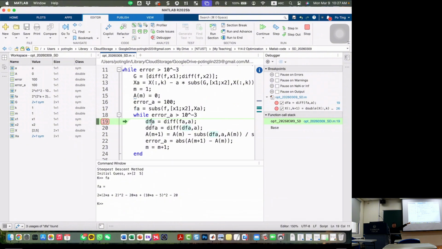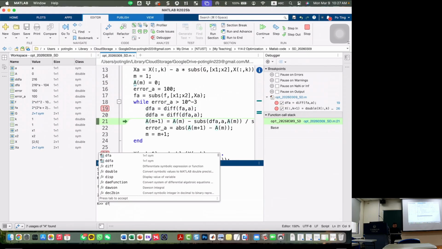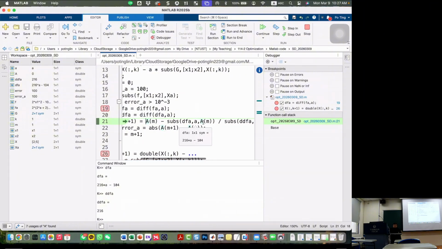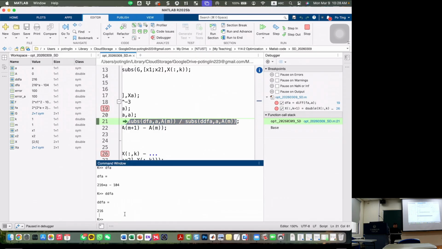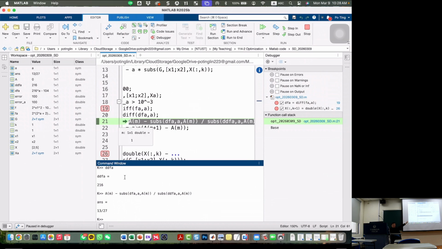So doing the derivative right here, step, just one step, two steps. So let's take a look at dfa. This is the first order derivative, dfa, and the second order derivative, okay? They are both symbolic, good. And then I should be able to do this. Can I? Yes. So this is after you plug in Newton's method: current alpha minus F prime over F double prime.